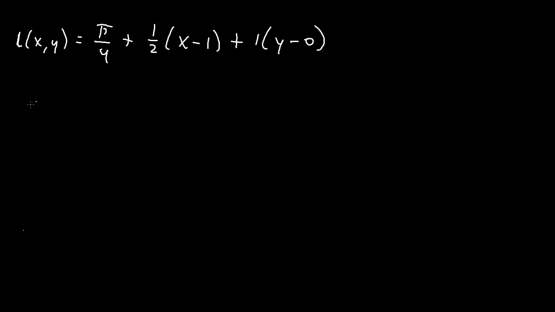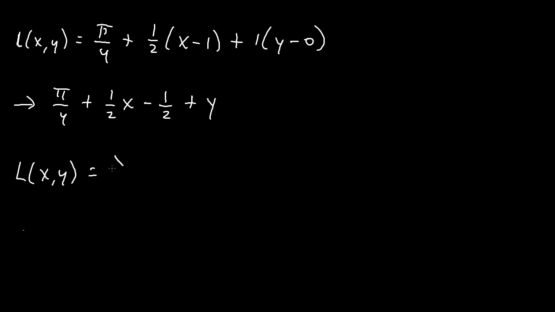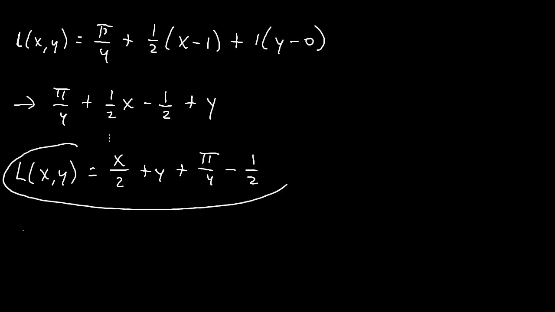So if I go ahead and distribute, we'll get pi over 4 plus 1/2 x minus 1/2 plus y. And then if I go ahead and rearrange the terms, we get L of x comma y equals x over 2 plus y plus pi over 4 minus 1/2. And that's the final answer.